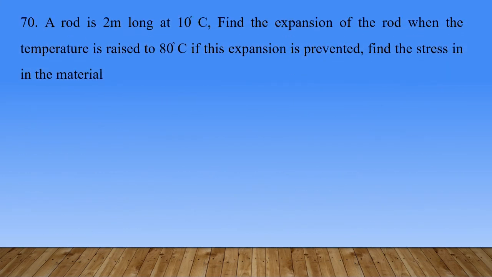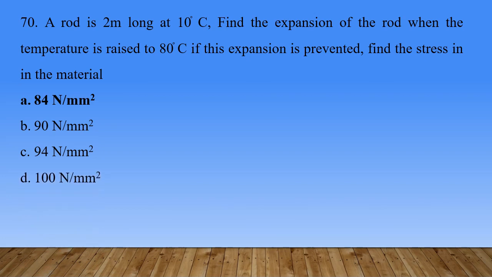Question number 70. A rod is 2 meter long at 10 degrees Celsius. Find the expansion of the rod when the temperature is raised to 80 degrees Celsius. If the expansion is prevented, find the stress in the material. Option A 84 Newton per mm square, option B 90 Newton per mm square, option C 94 Newton per mm square, option D 100 Newton per mm square. The correct answer is option A, 84 Newton per mm square.